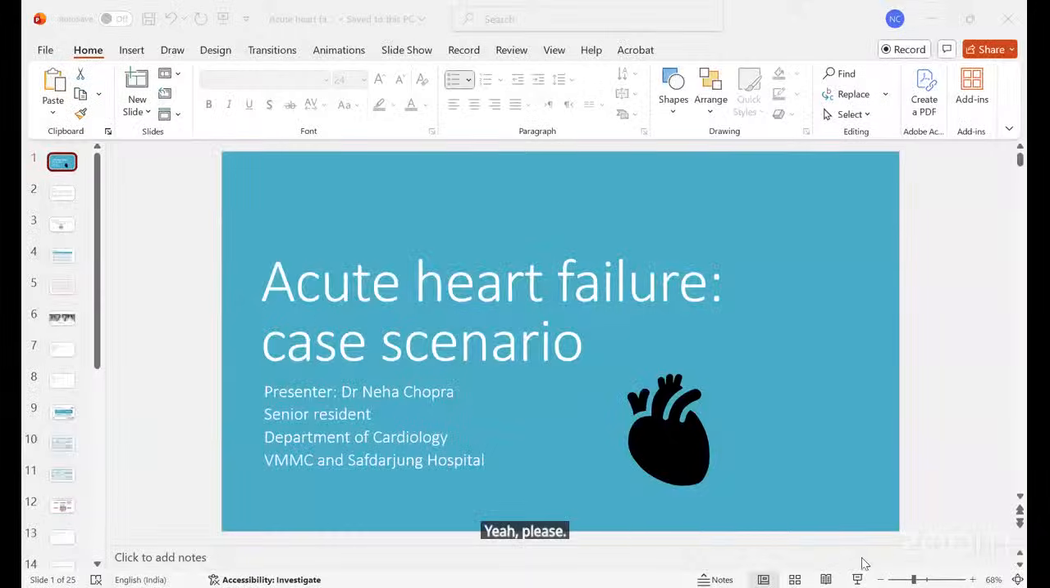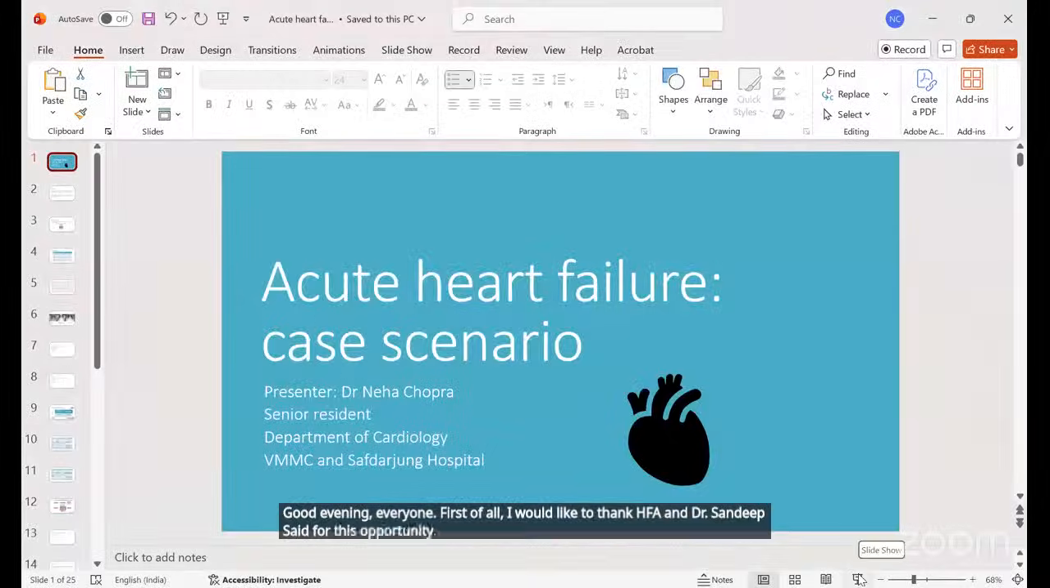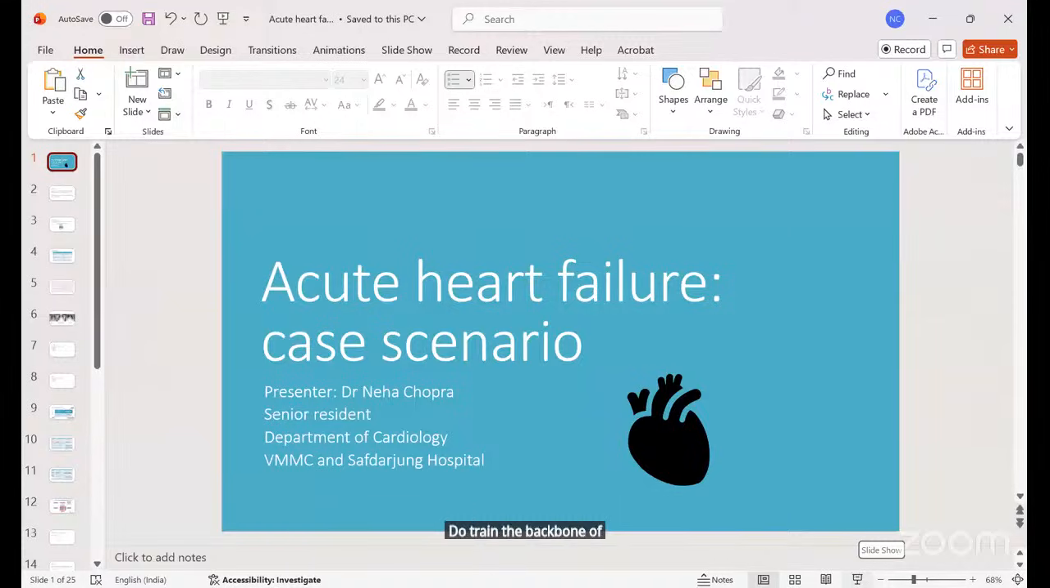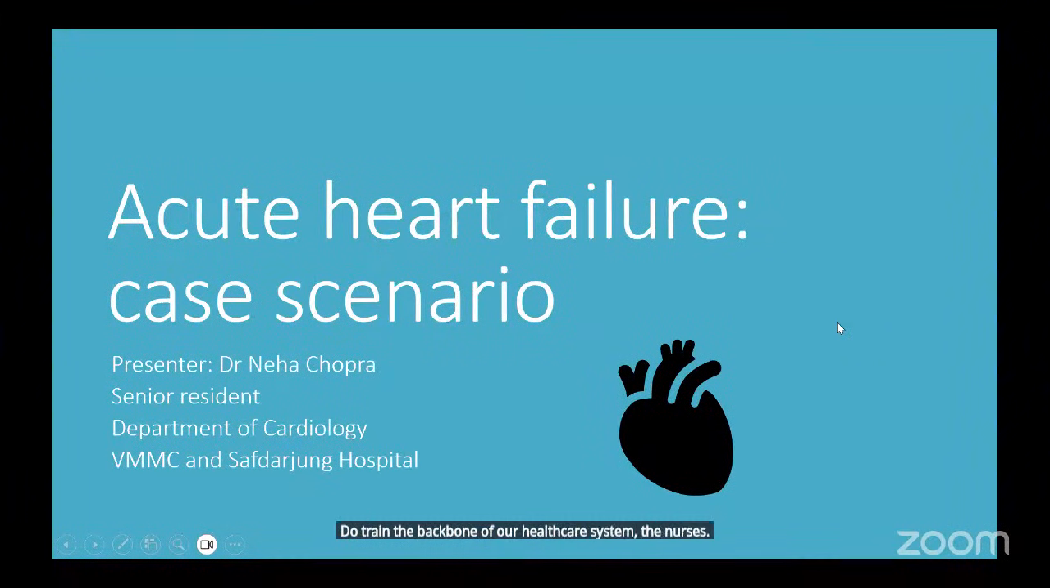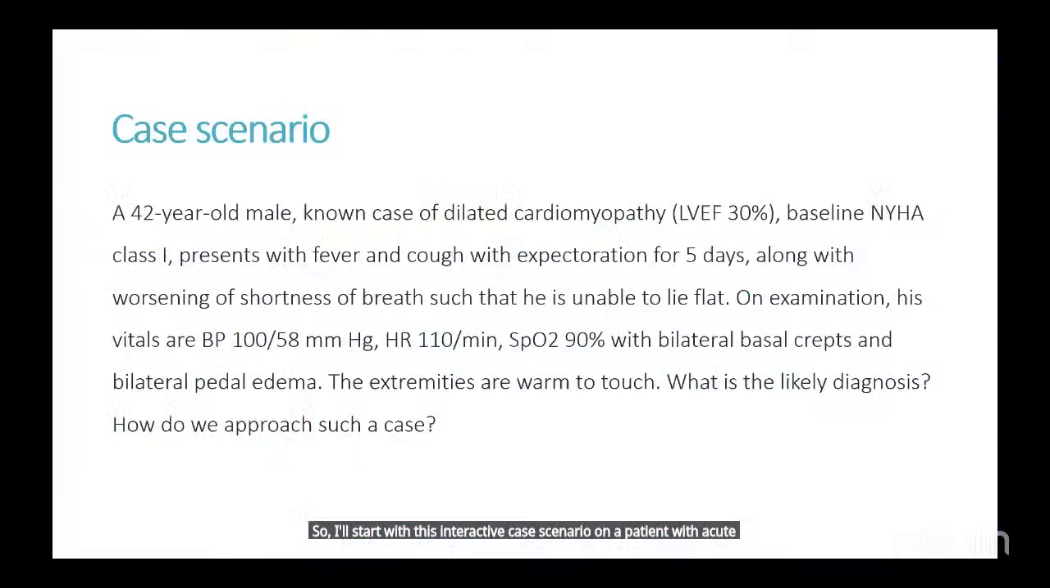First of all, I would like to thank HFAI and Dr. Sandeep Seth for this opportunity to train the backbone of our healthcare system, the nurses. So I'll start with this interactive case scenario on a patient with acute heart failure.